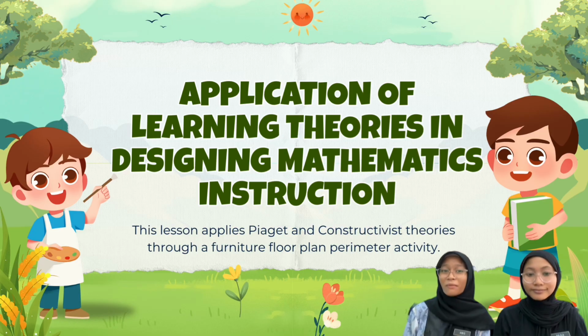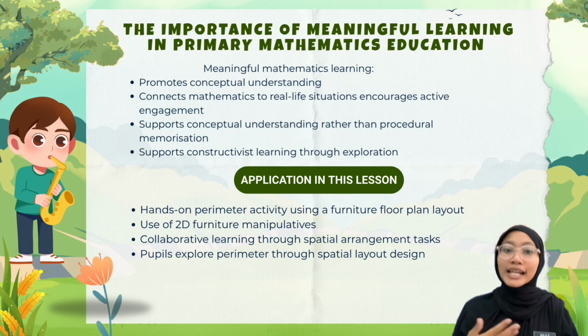In this lesson, we apply Piaget's theory through the use of concrete furniture models to help Year 4 pupils understand perimeter through hands-on learning. We also apply constructivist theory when pupils explore the furniture layout and discover how perimeter represents the total boundary of a shape. Through this activity, pupils develop conceptual understanding rather than just memorizing formulas. Next, I will explain the importance of meaningful learning in primary mathematics education.